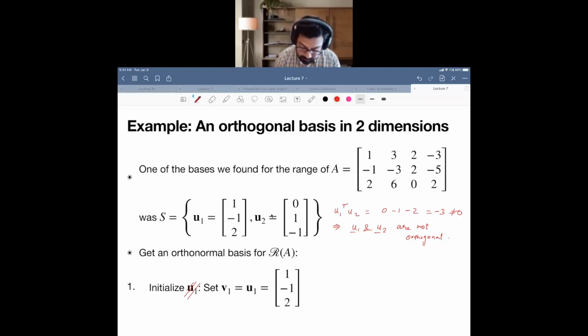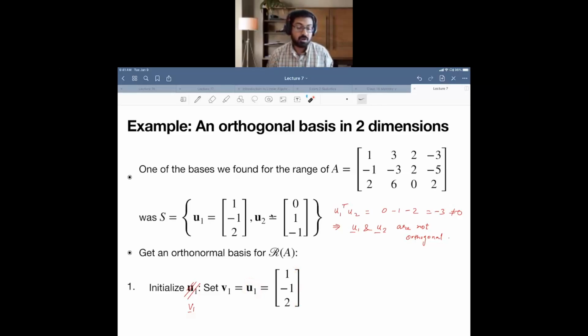Initialize V1. And we actually set V1 to be U1, right? The first vector is the same as the first vector here because I have no condition over there. Conditions will develop as I move ahead for the second one and third one, and they get more and more complex as you go on for more and more vectors. But for the first one, I can assume anything. So I'll assume V1 to be U1. So V1 is 1, negative 1, 2.